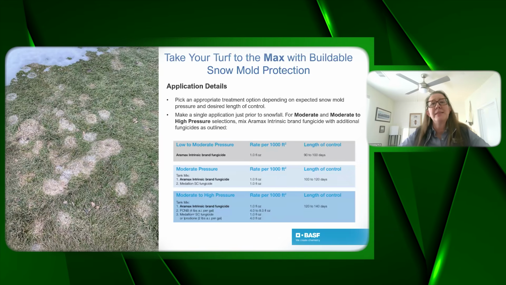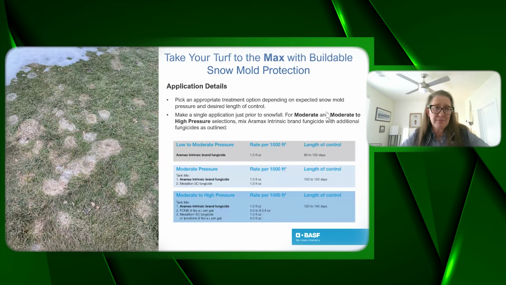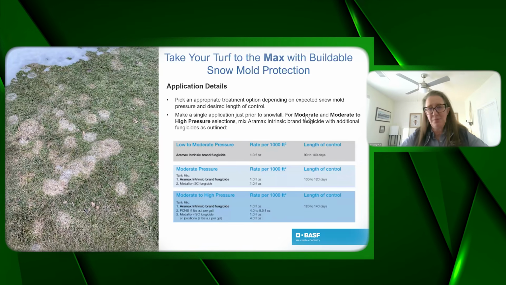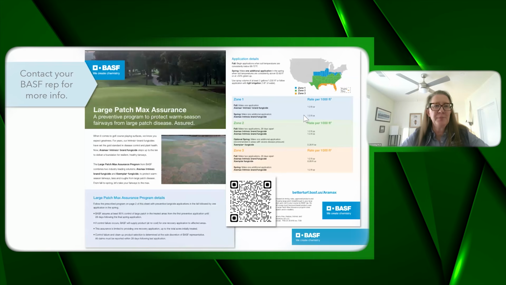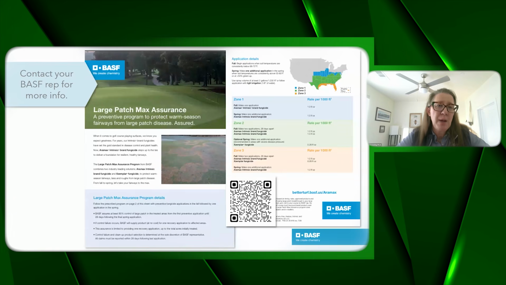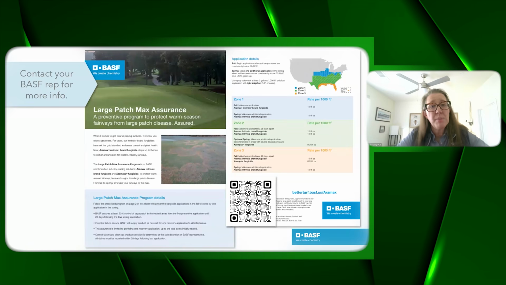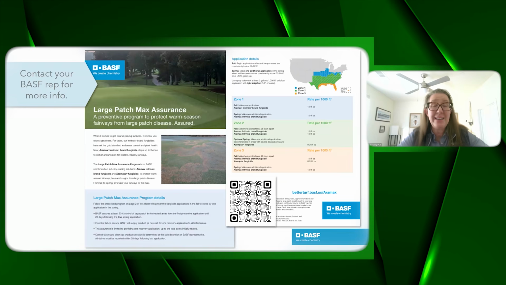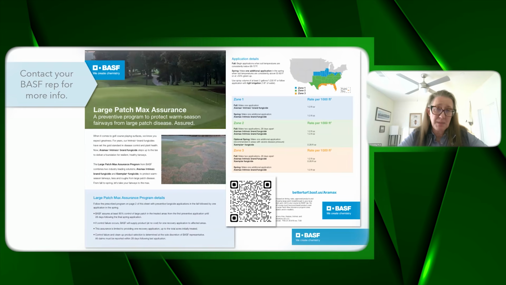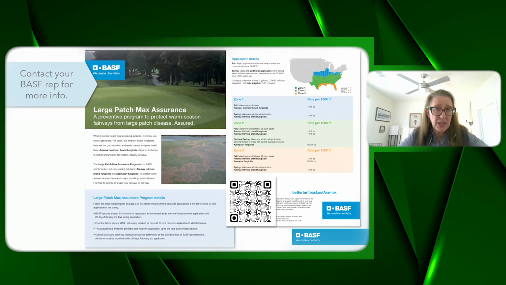When I lived in Boise, I did that many a year because I was traveling and the snow came and it was too late. So you got to do what you got to do. We also have a Large Patch Max Assurance program that's for warm season turf. I mention this to you now because it's fall and now is the time to act. This is the time that you would be making these applications.